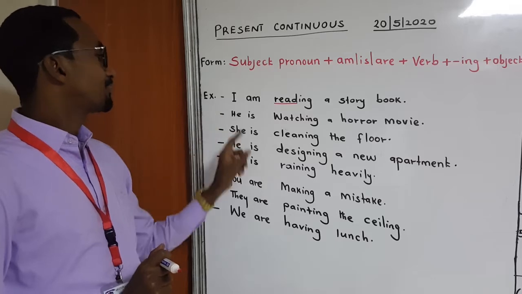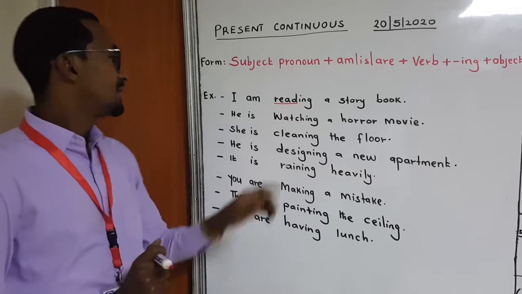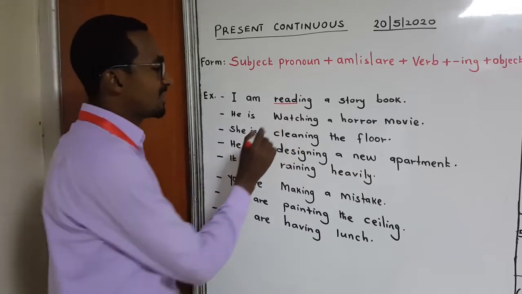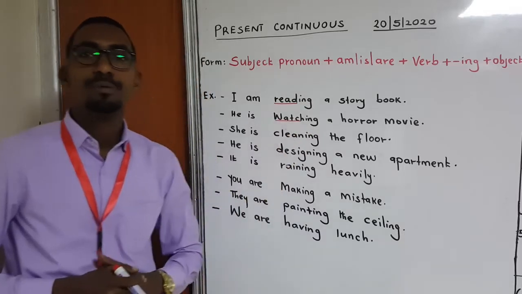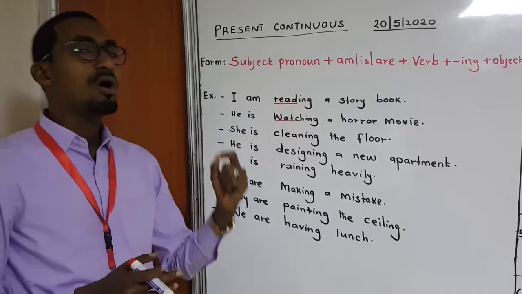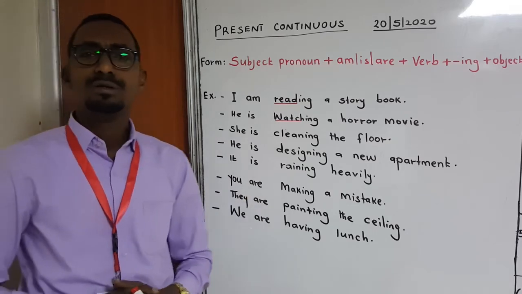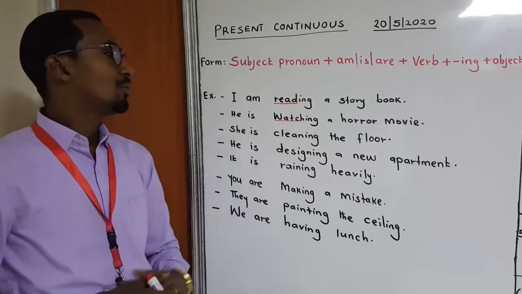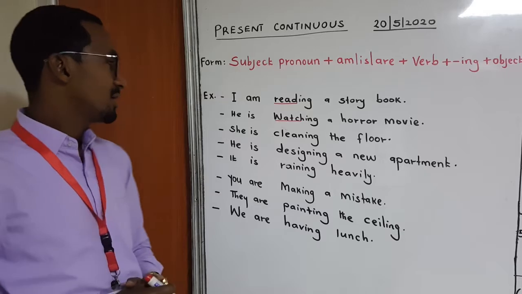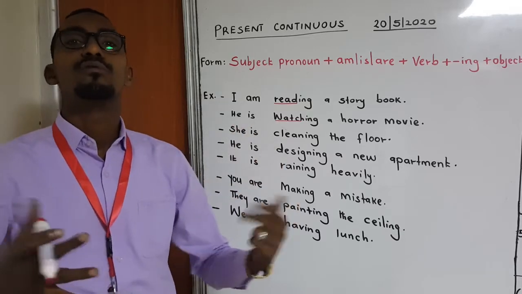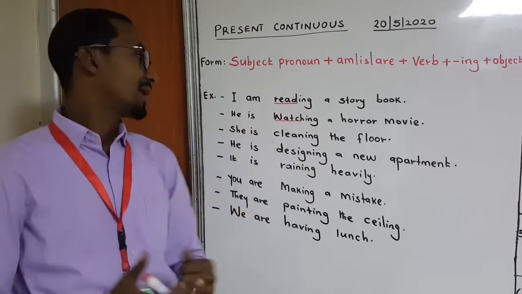Okay. Number two, he will take auxiliary verb is. He is watching. So this is the main verb, watch, and then you add ing. Therefore it will be he is watching a horror movie. A horror movie is a scary movie. Okay? He is watching a horror movie. Good.